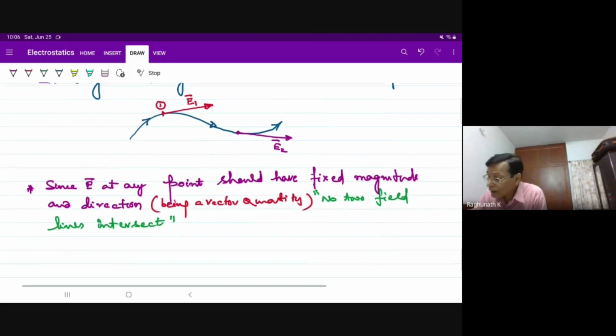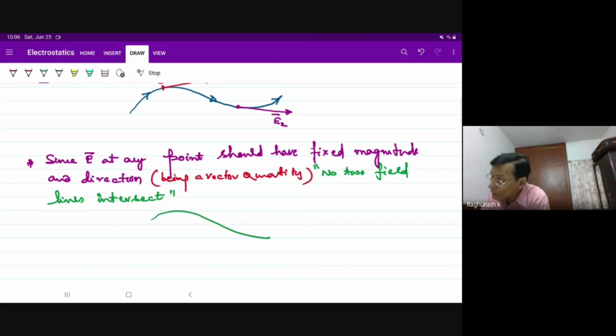Why? Suppose I have two lines which are intersecting. At the point of intersection, the red line tells that the field is along this direction. The green line tells that the field is along this direction. Field cannot have two different directions at a point. There can be 1,000 components. But as such, the electric field intensity will have fixed magnitude and direction at a point. So never will two flux lines intersect.